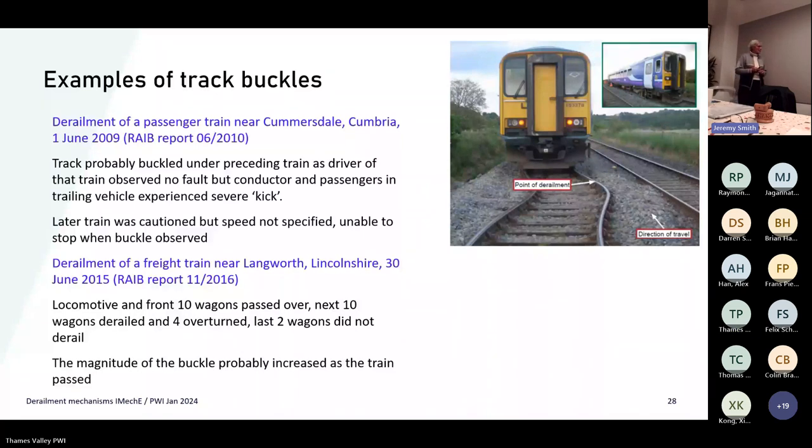And at Langworth in Lincolnshire, the front 10 wagons passed over, no problem. And then the next 10 wagons derailed, four of them overturned. And by that time, the train had slowed down because it parted, and the last two were still on the rails. That was a mess. And the magnitude of the buckle probably increased as the train passed over. It got worse. So the front of the train got over it and then the rest didn't.